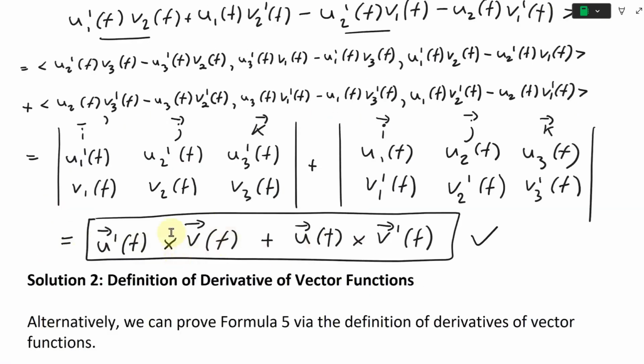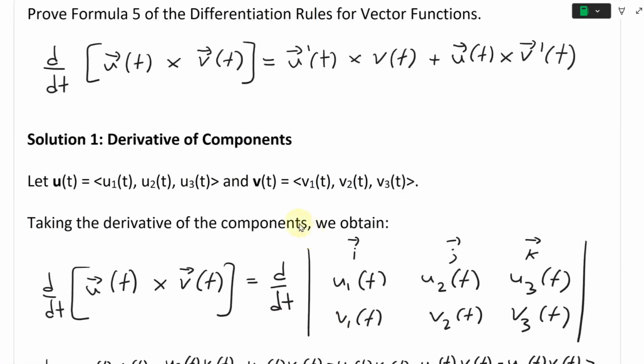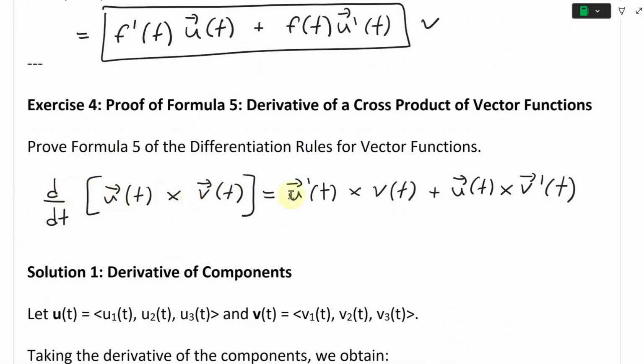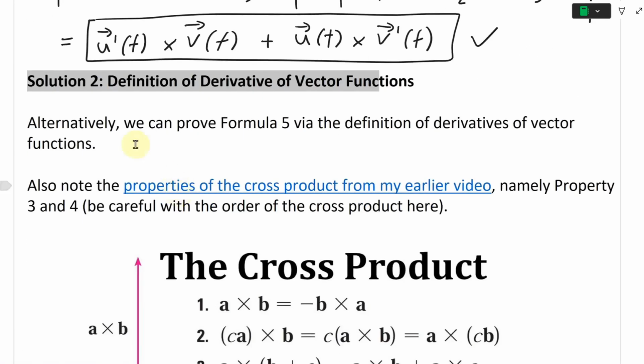And then now let's take a look at the solution again, and now look at solution 2. Basically, using the definition of derivative of vector functions, as opposed to just doing the brute force derivative by components. So we're going to prove this using the definition of derivative. Let's take a look at it right here. So here's solution 2. Alternatively, we can prove Formula 5 via the definition of derivatives of vector functions.